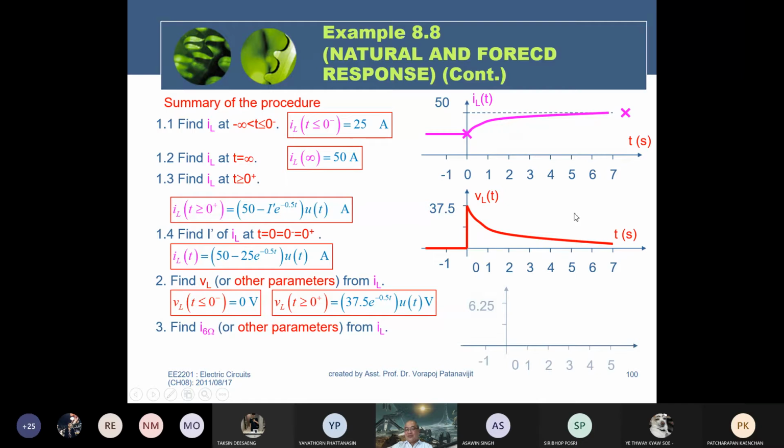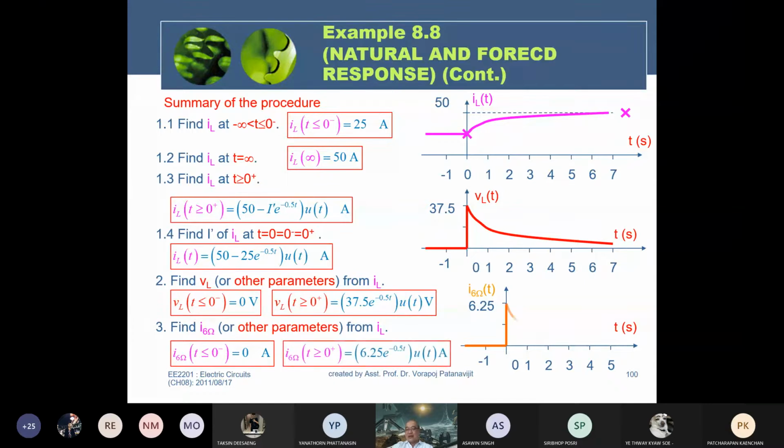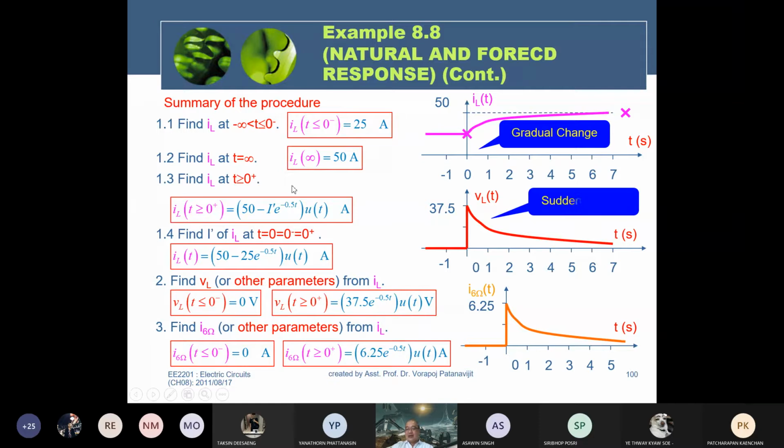For the last one, the current flowing in the 6 ohm resistor. For time less than 0, the inductor is already a short circuit. Therefore, all current goes to the inductor part, bypassing this resistor. And for time greater than 0, the current flowing in the 6 ohm resistor is equal to VL divided by R. VL divided by R, you get the current through the 6 ohm resistor equal to this, which will be the same shape as the inductor voltage.